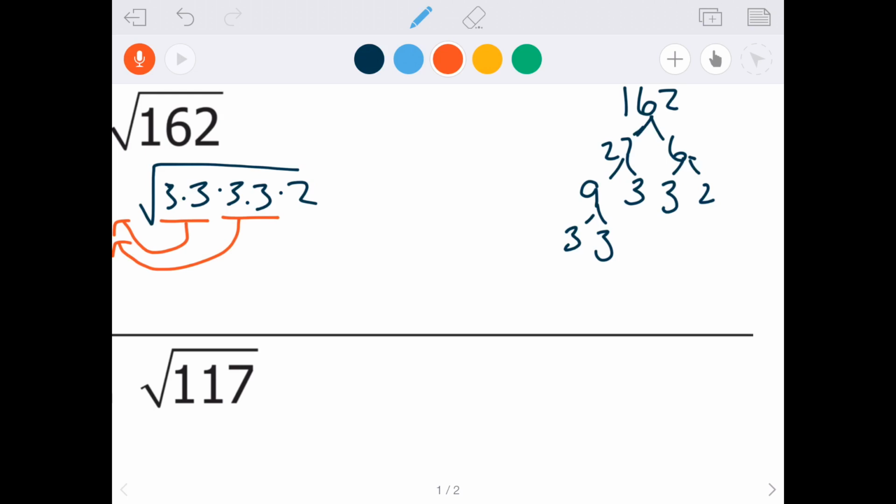So we have two 9's underneath that square root symbol, and the square root of 9 is 3. So we can actually take the square root of 9, and it's 3. So we're going to move that out front. And when we do that, we're going to have two 3's out front, and then what's left underneath that square root sign is a 2. So we're not fully simplified yet. 3 times 3 is 9. So the square root of 162 in simplest radical form is 9 times the square root of 2.